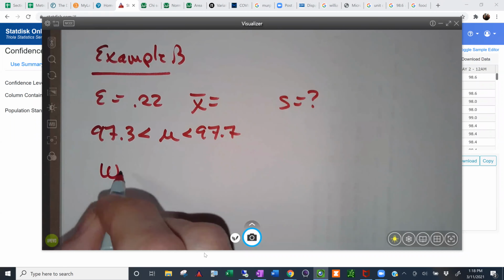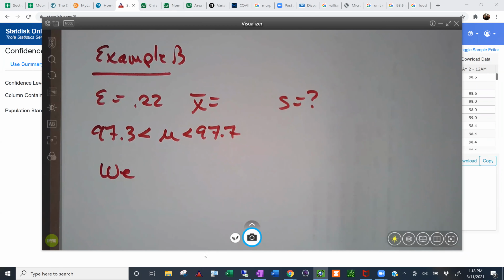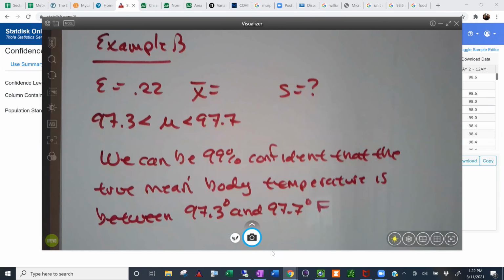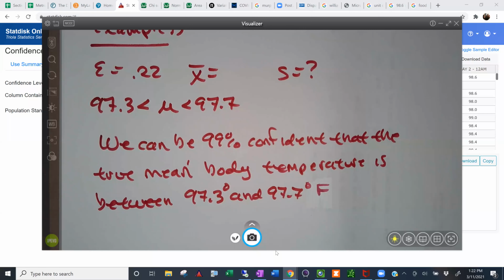Why don't you take a second, see if you can formulate your conclusion in words. So you should end up with something that looks like this. We can be 99% confident that the true mean body temperature is between 97.3 and 97.7 degrees Fahrenheit. Yay. Now let's take a look at the rest of the problem. Are we okay with our conclusion here? Yes. All right. Thank you.